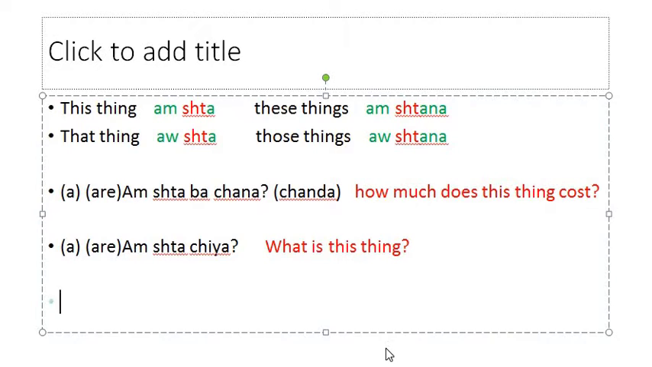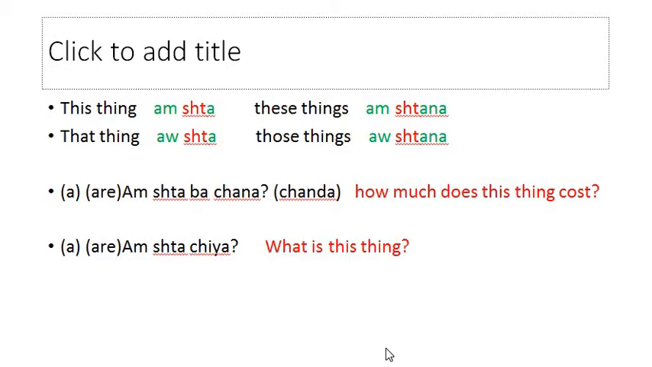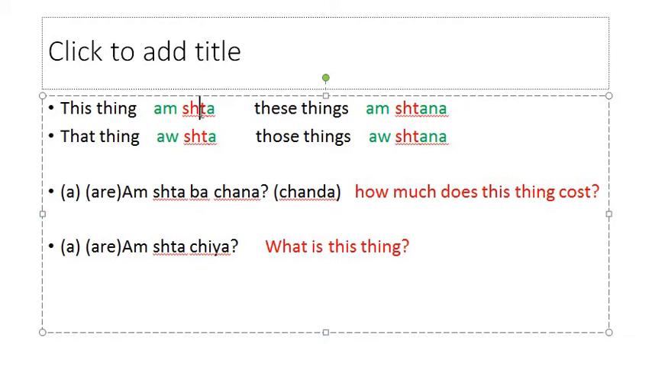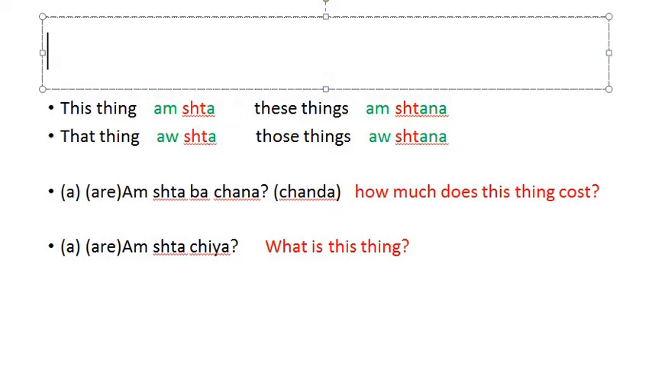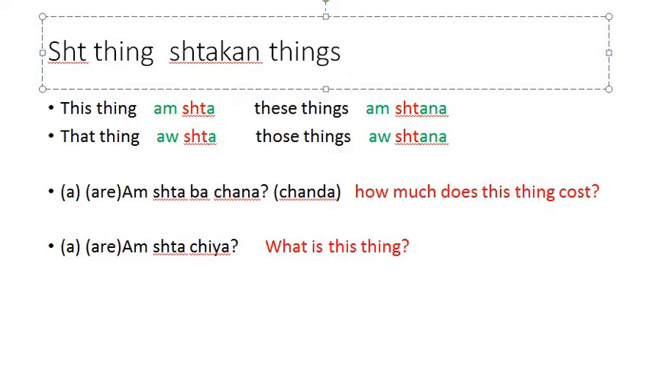And let's come here. I put some of my examples because I believe these are important, and I'm going to show you a trick to sound like a native. In Kurdish we use this a lot. If you say this thing, shit. This red one is the root of the word. Shit in Kurdish means thing. Shtakan means things.